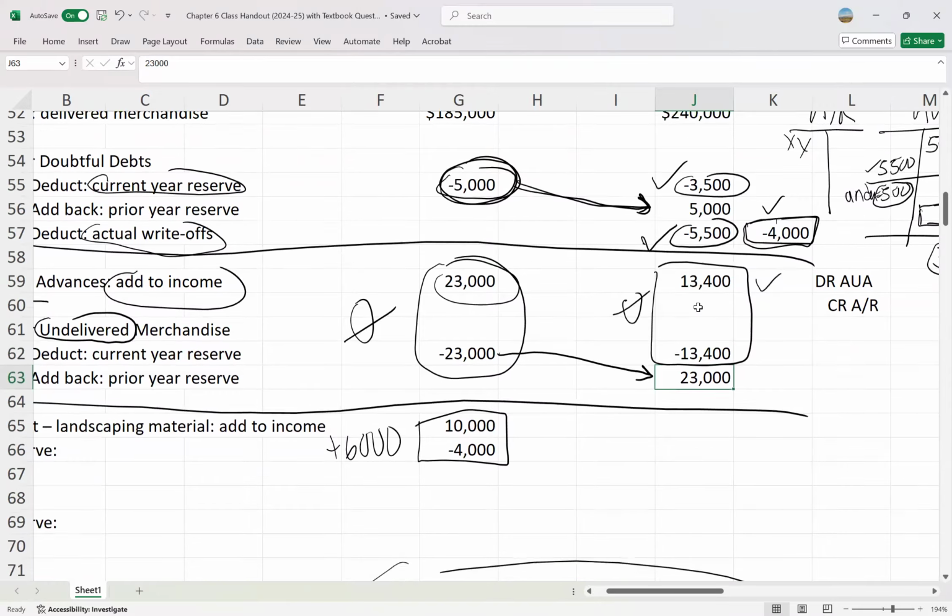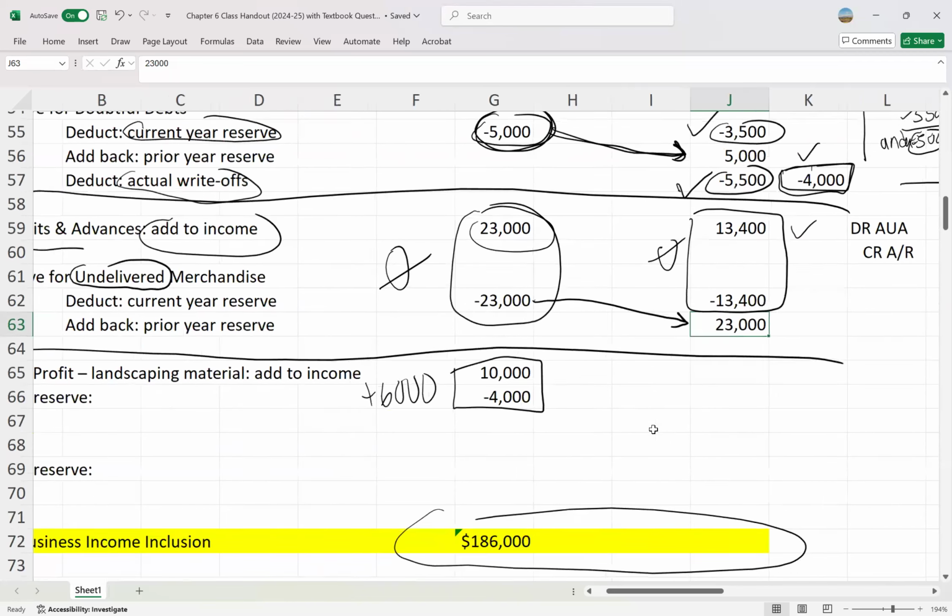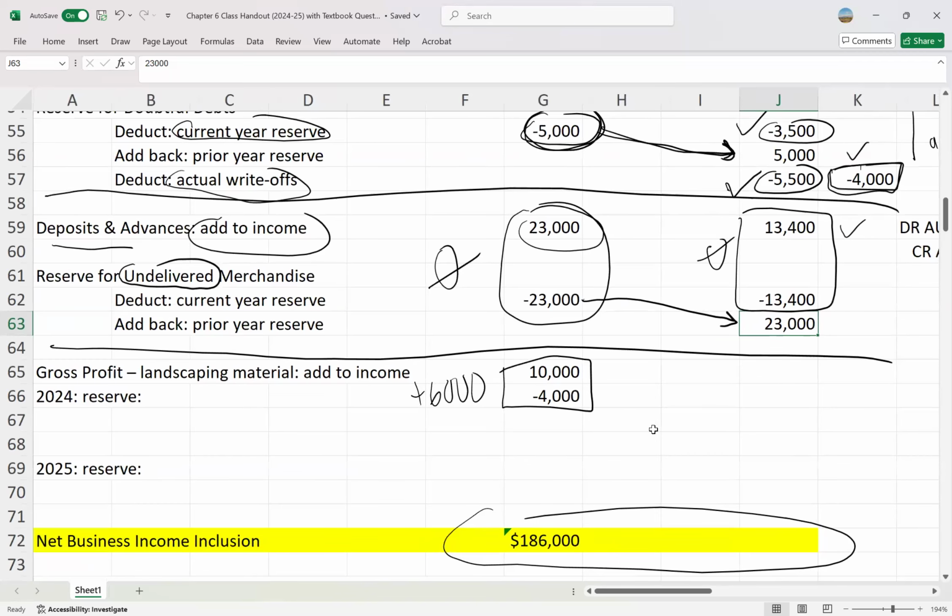Then the last thing we have to do is with respect to the reserve for the unpaid amount. So this 4,000 reserve we took last year, we have to add it back this year. So we have to add back that 4,000 this year. And then we determine, can we take another reserve for 2025? And so there are still proceeds outstanding. This is not year 4. Remember, in year 4, you can't take a reserve. So we can still take a reserve.